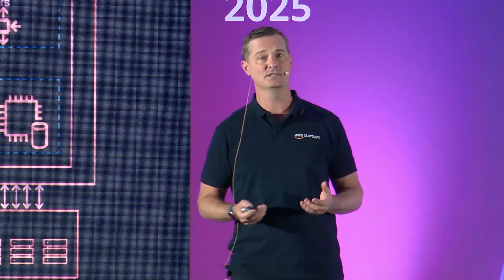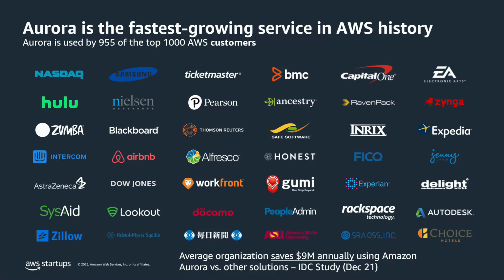So again, as you're looking up to scale to thousands, tens of thousands, millions of users, and you have relational database needs, I would encourage you to have a look at that service, which is why it is actually the fastest growing service in AWS history. And over 95% of our largest customers, our top 1,000 listed here, use Aurora.